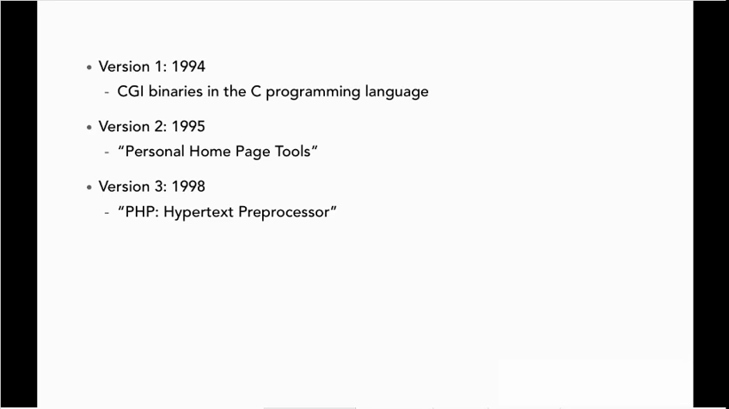PHP version 3 is the first version that resembles the PHP that we still use today. And it was this version that was responsible for making PHP incredibly popular.